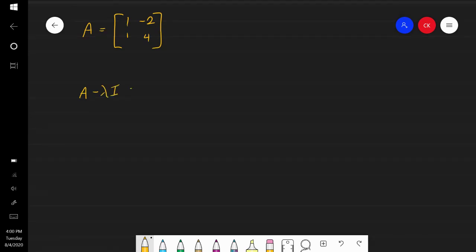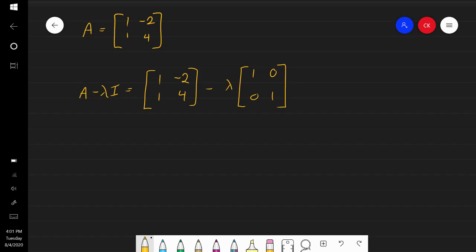its determinant to make sure that that is a singular matrix. So first we set up A minus lambda I. So that would look like 1, 1, minus 2, 4, minus lambda times the identity matrix for a 2 by 2 matrix, which would look like this.